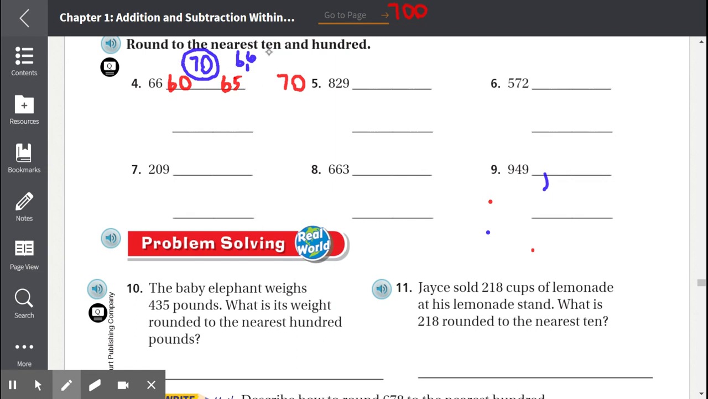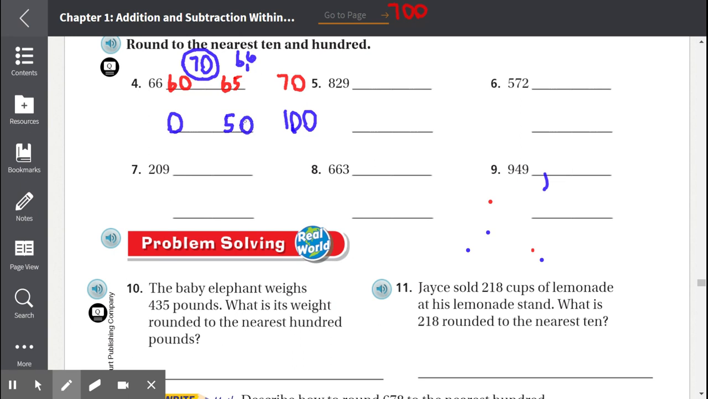Now that was the nearest tens. We still have to round to the nearest 100 at the bottom line. So 66, let's find the hundreds that 66 is in between. So 66 would be between 0 and 100. We found the hundreds that 66 is in between. Now let's find the number that's directly in the middle of 0 and 100. The number that's right in the middle of 0 and 100 is 50.